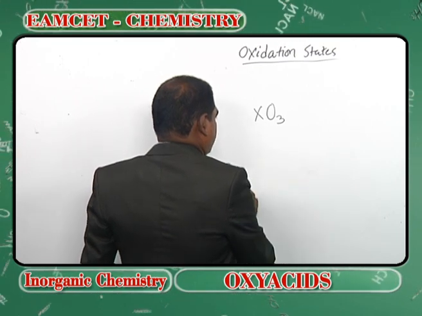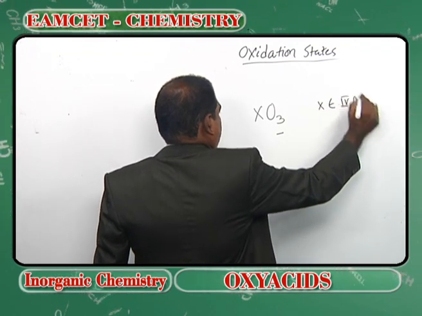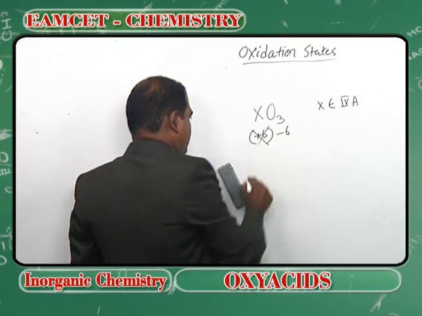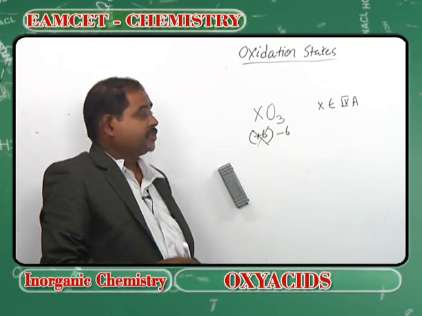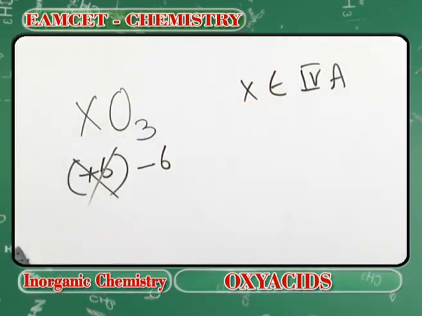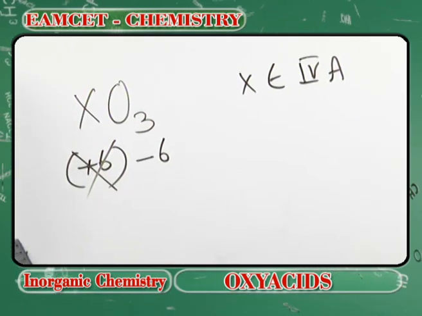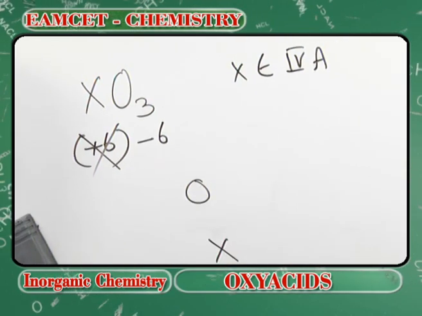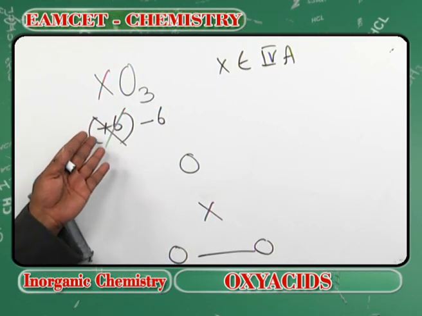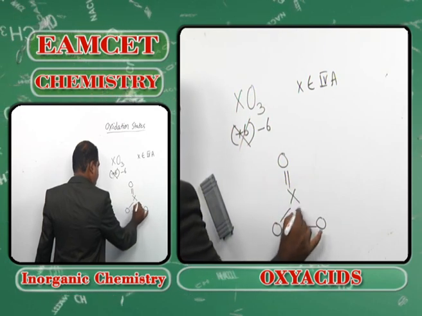So here 3 oxygens demand minus 6, so plus 6. Plus 6 is impossible for X. Why is plus 6 impossible for X? X belongs to 4A, and the maximum it can afford is plus 4. Therefore there is 1 peroxy bond. So 1 X, 3 oxygens, and there is an oxygen single bond. How do I know? When you get an impossible value like this, it's a peroxy. Oxygen forms 2 bonds. There ends the matter.